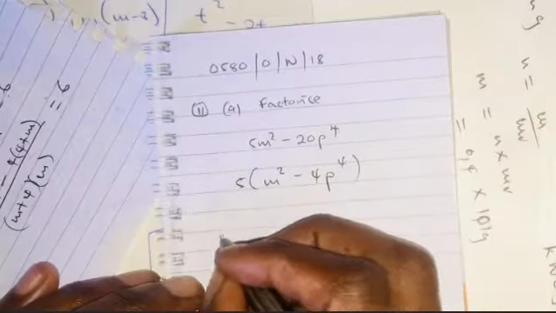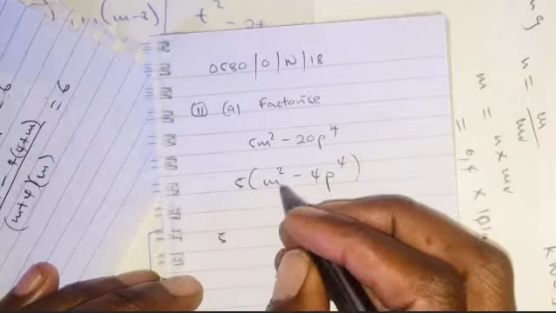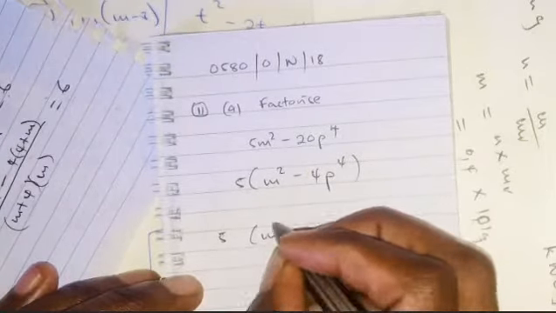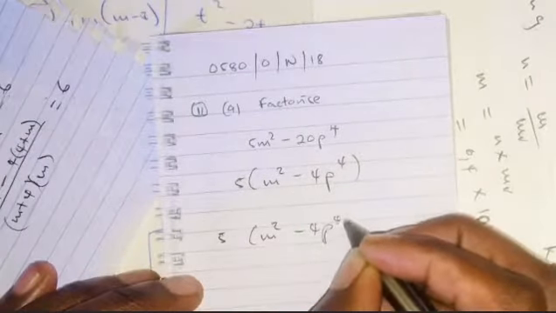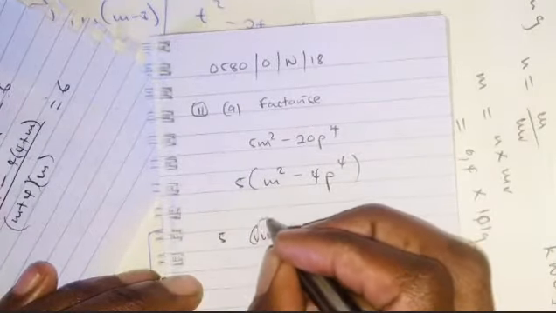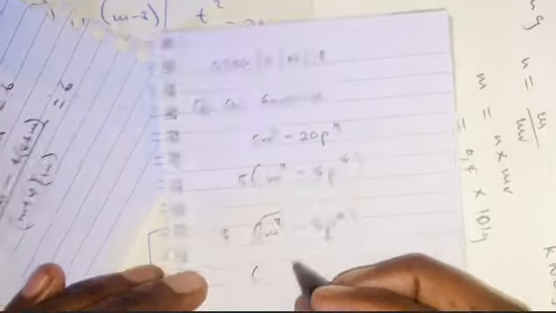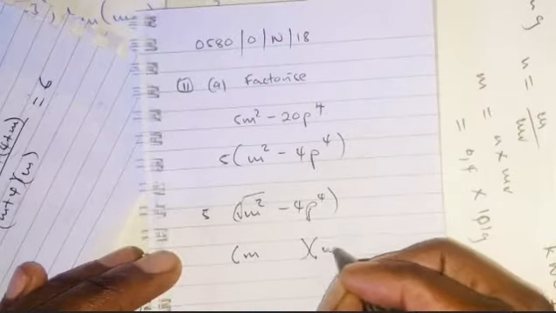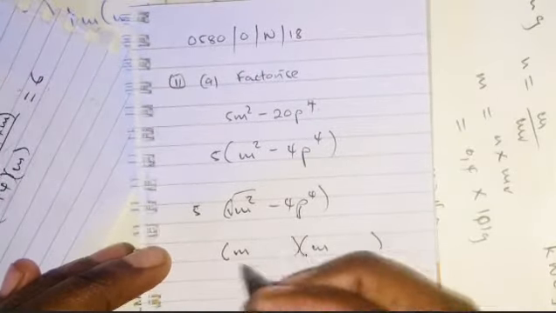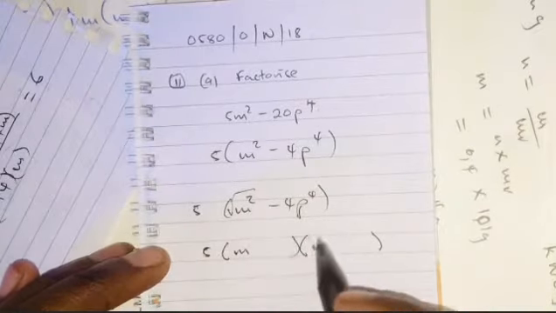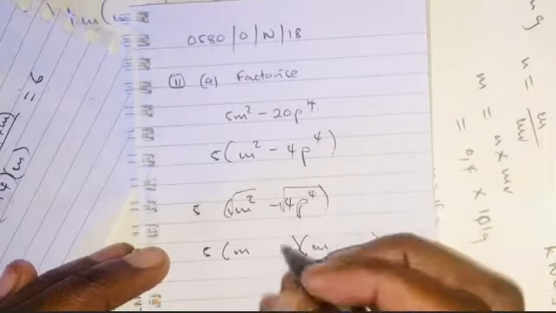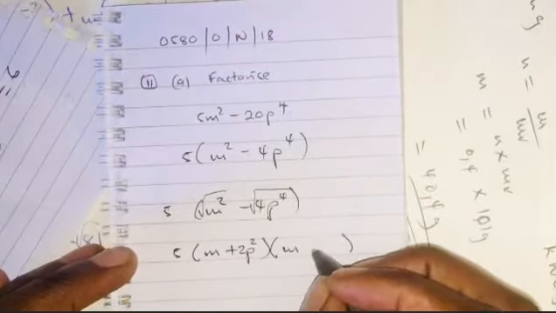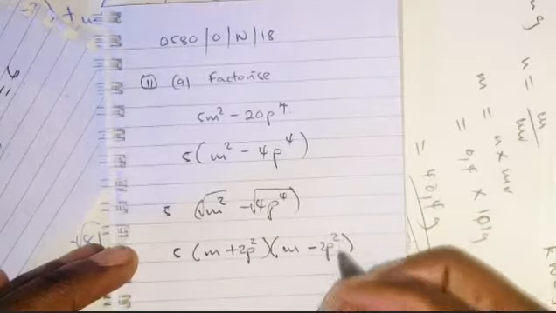So what you're simply doing, 5 stays outside of the bracket, and you've got m squared minus 4p to the power of 4 here. Then you say the square root of this one, you open bracket, it will be m. Then you close the bracket, you open another one, you put m, you close it. Then 5 stays out of the bracket. Then you say the square root of this one, you get 2p squared. Then you say negative 2p squared again here.